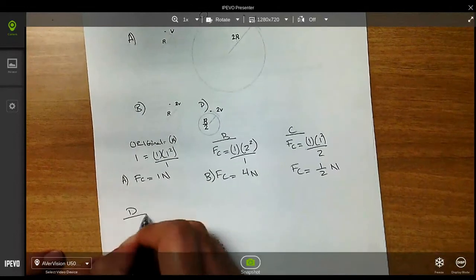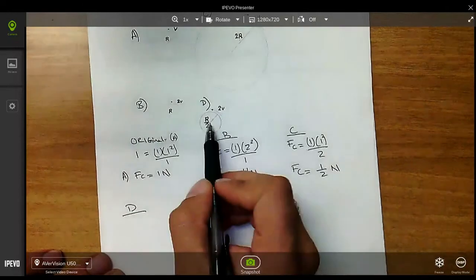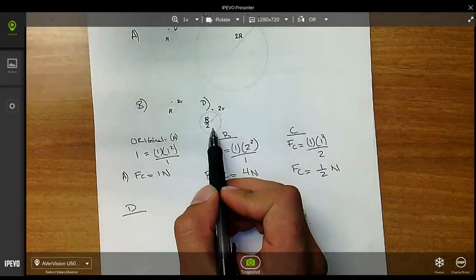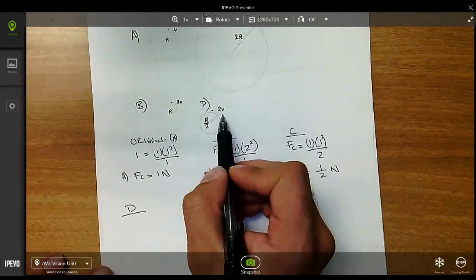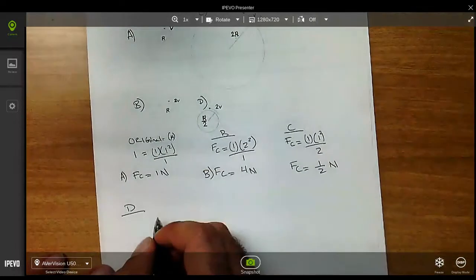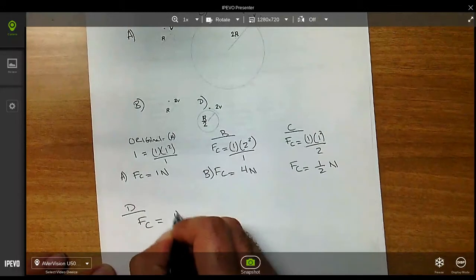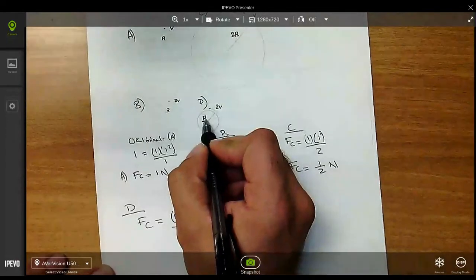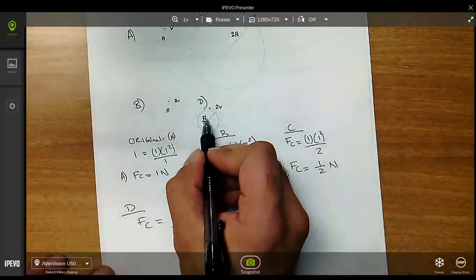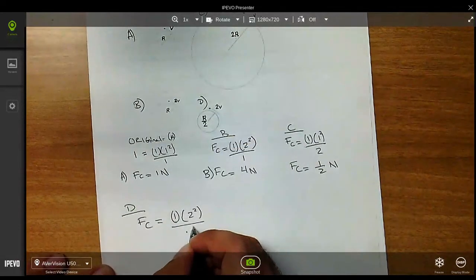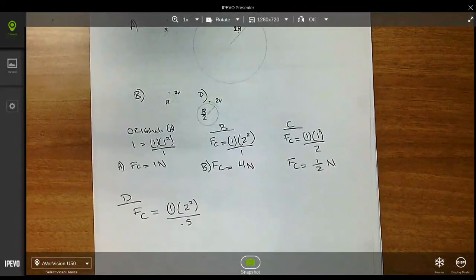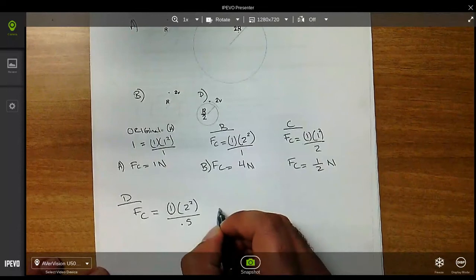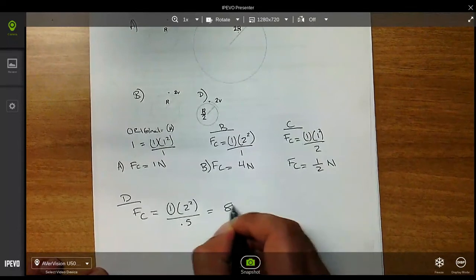And we're going to go ahead and do letter D. So letter D is this tiny small one. The radius is divided by 2, so it's half the original radius. However, it's moving twice as fast. It's 2v. So again, we're still solving for Fc. Mass is the same at 1. Velocity was 2, so this is 2 squared. The radius was originally 1. It's now r divided by 2, so it's 1/2, or 0.5. So it is 1 times 2 squared divided by 0.5, and that is 8. So the Fc for letter D is equal to 8 newtons.